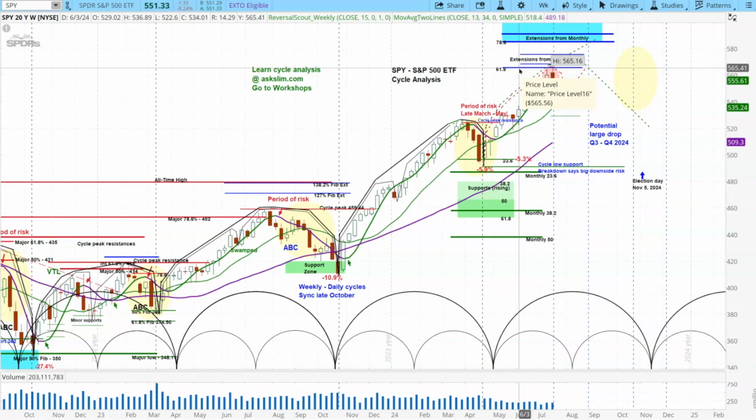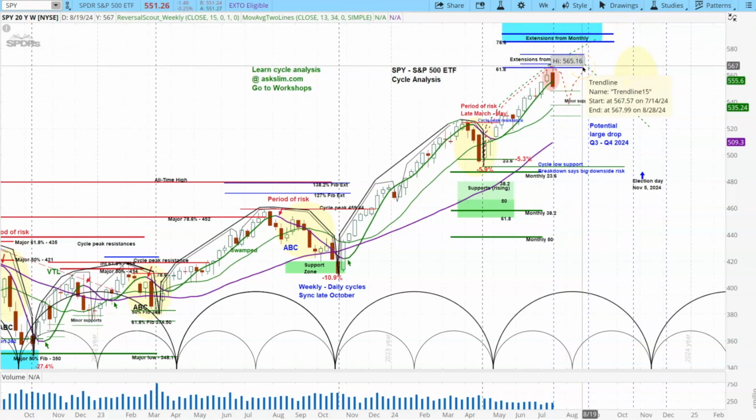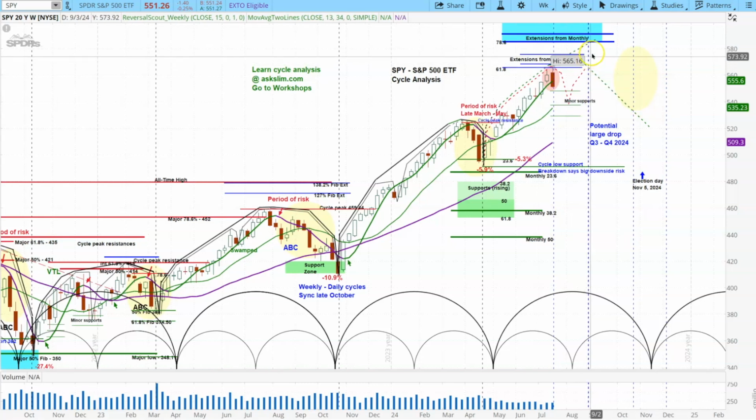This is the weekly 61.8, weekly 78.6 on the extensions. These are the monthly ones. So if the stock market got crazy and valuations got up to 205 or 206%, then you'd get up over here to about 585. I give that a very low probability. I think it's likely this sell-off is going to continue.